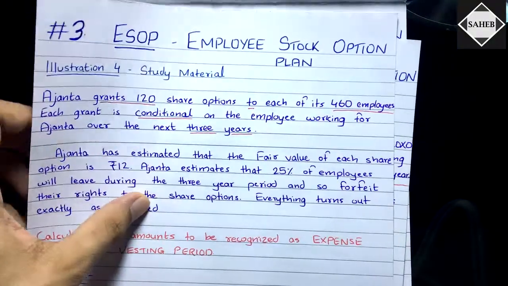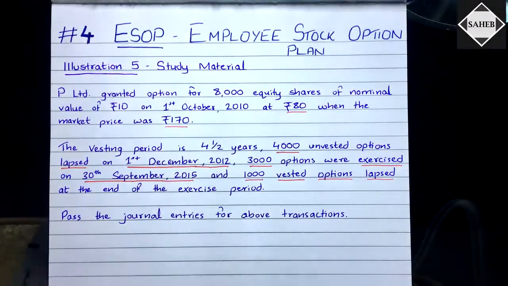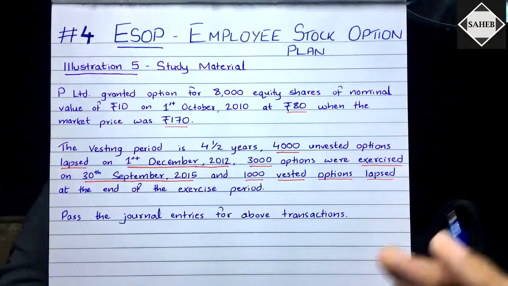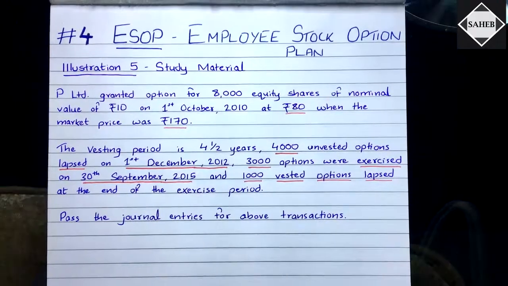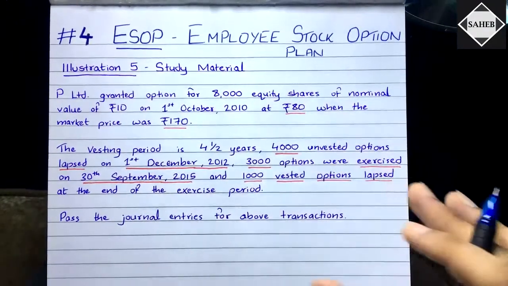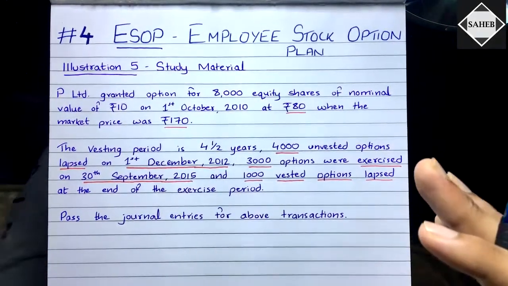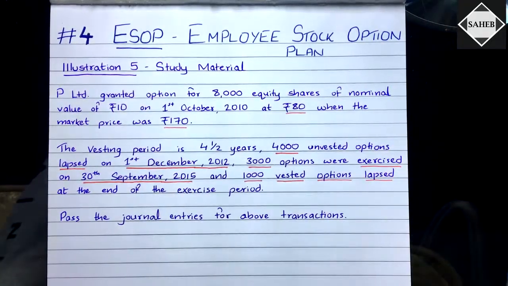If you haven't watched these videos, please make sure you watch them first and then come back to this video. Now in this fourth video of ESOP, we are going to solve illustration 5 of the study material. So let's start. Here we have the question. Let's go through it once and try to understand what is happening and in which order the events are happening. That's the most important part. We are going to put this question into a diagram to have a proper interpretation.